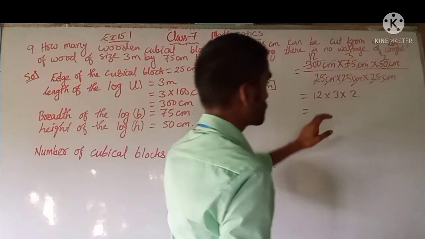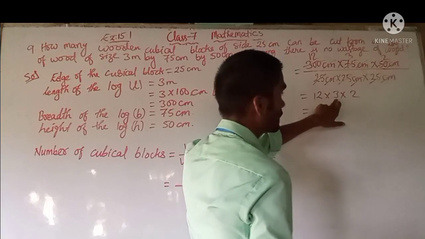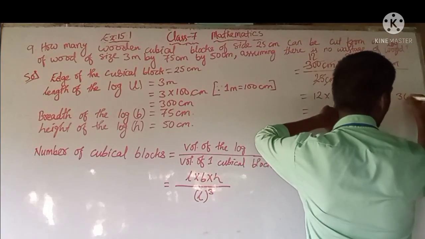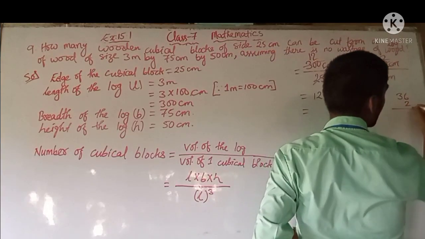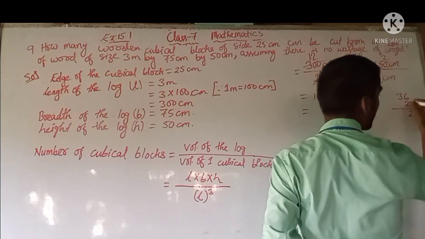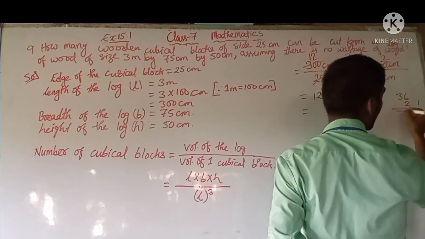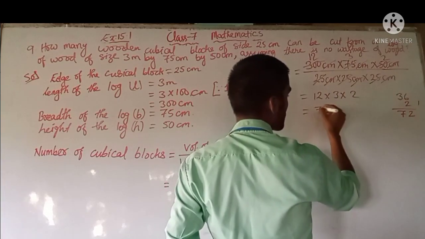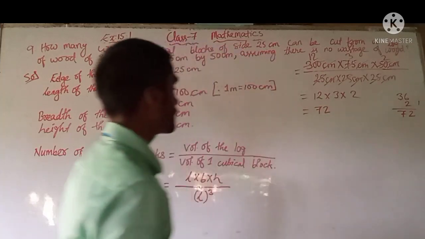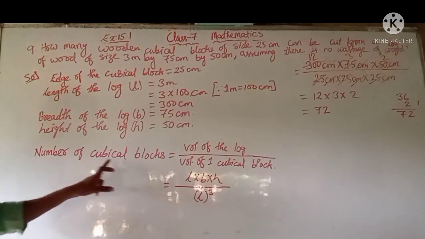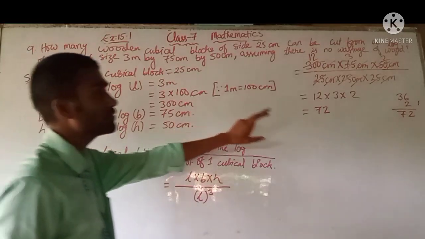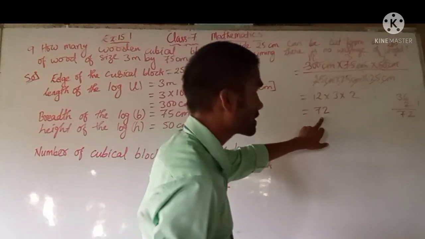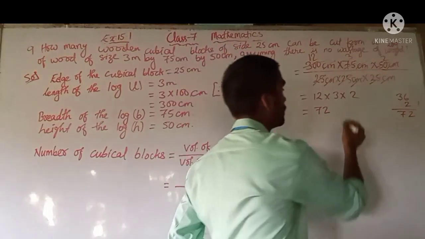So now let us multiply them. 12 into 3, that is 36, into again 2. So 6 2s are 12, 2 in hand, 3 2s are 6 plus 1, 7. So we got here 72. So the number of cubical blocks that we can obtain from that log is 72. So this is our answer.